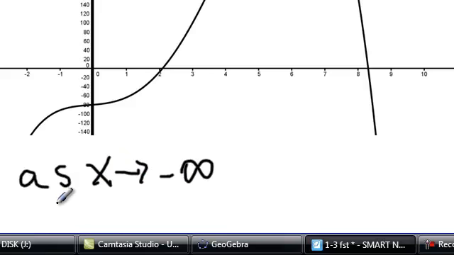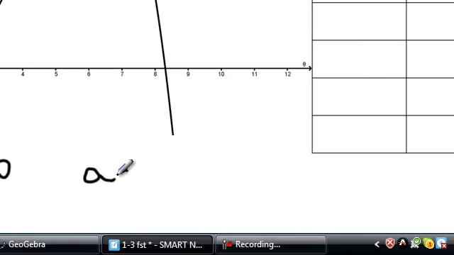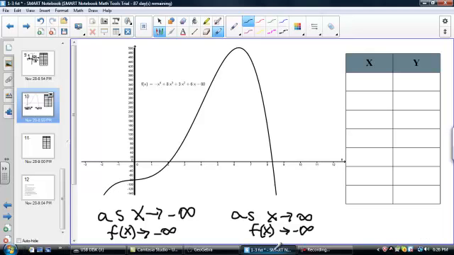Looking at the graph, we can see that f of x is going to go toward negative infinity as well. Furthermore, we also had to look at the other end. As x goes toward infinity, f of x also goes toward negative infinity. And if we look at this graph here, we can see that it keeps going down in that direction.